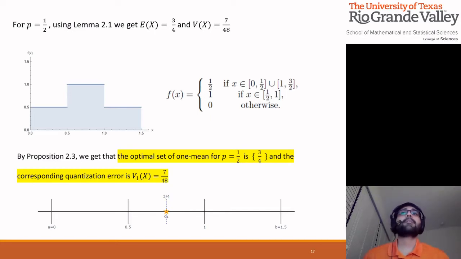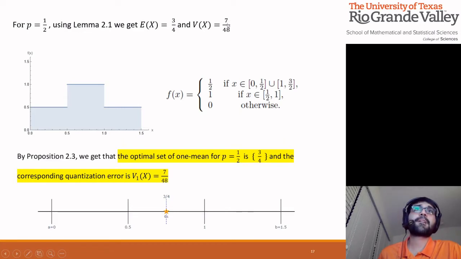Now, for little p equals 1 half, using Lemma 2.1, we get that the expected value of X equals 3/4, and the variance of X equals 7 divided by 48. This is the quantization error. So by Proposition 2.3, we get that the optimal set of one mean for little p equals 1 half is 3/4, and the corresponding quantization error, as I explained, is 7 divided by 48.